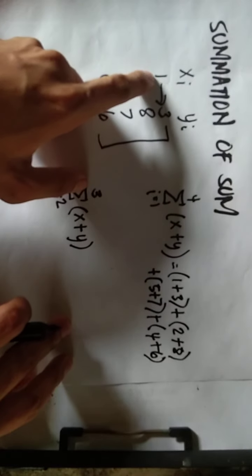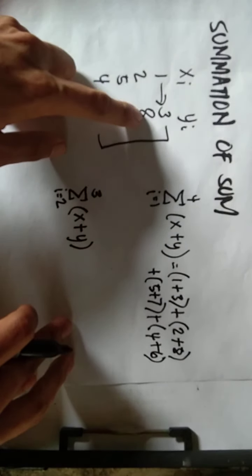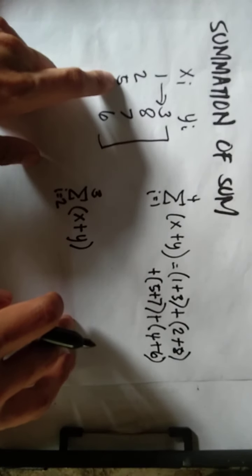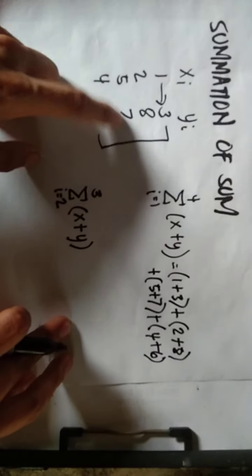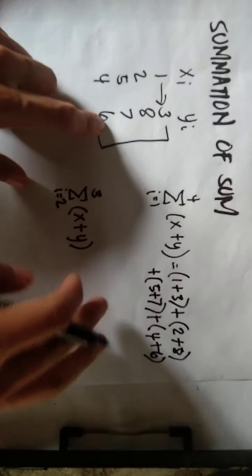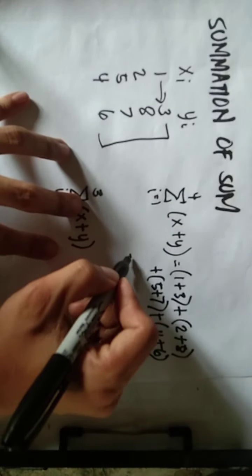So ito yung x sub 1 natin, y sub 1, x sub 1, tsaka x sub 2, tsaka y sub 2, x sub 3, and y sub 3, and then x sub 4, y sub 4. So ito yun. And then we will have to simplify this.